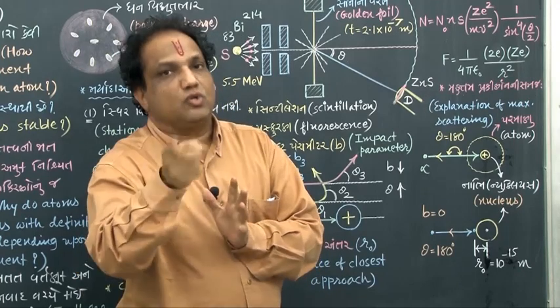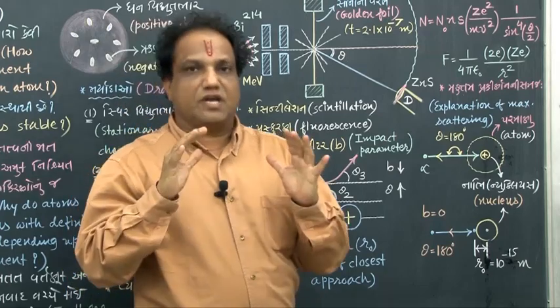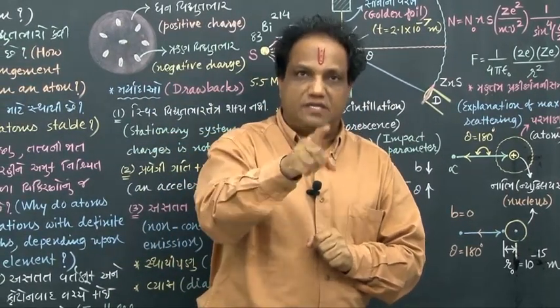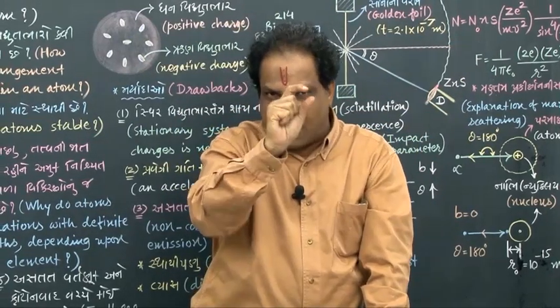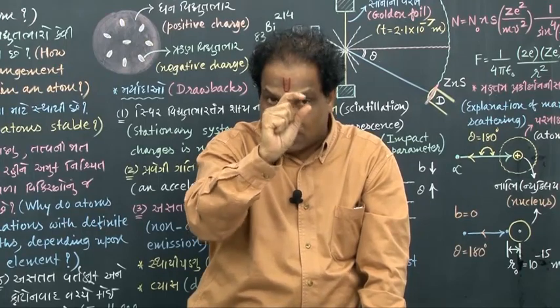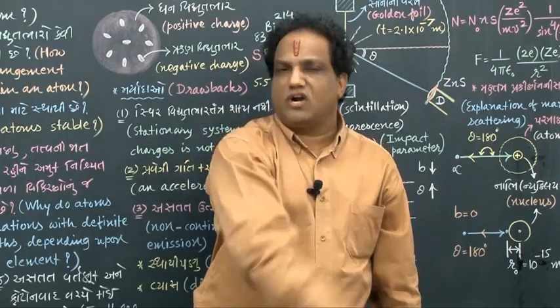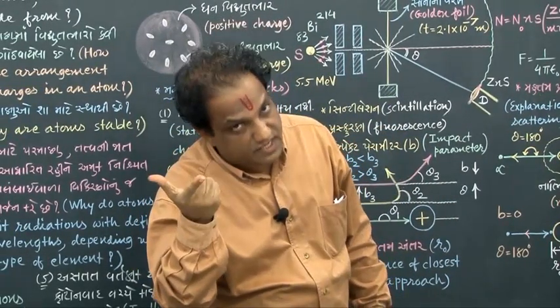Rutherford through his experiment on alpha scattering. So what is the conclusion of Rutherford's alpha scattering experiment? The conclusion is that almost the total mass of an atom and its total positive charge are concentrated in a very tiny central part of the atom called the nucleus, correct?